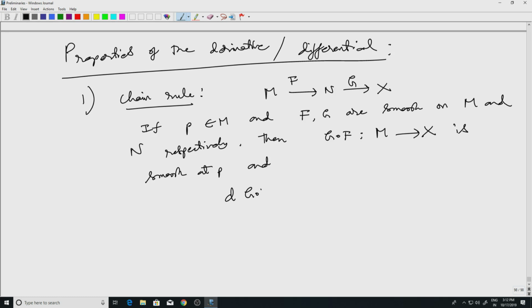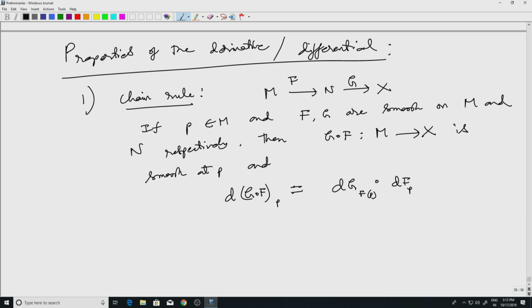D(G composed with F) at the point P would be a linear map from T_P M to T_{G∘F(P)} X. Let me write it like this: DG at F(P) composed with DF at P. So there are three linear maps here, this left hand side and two maps on the right side.